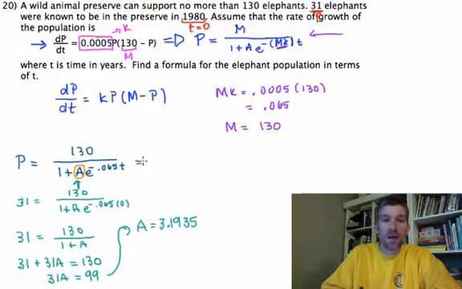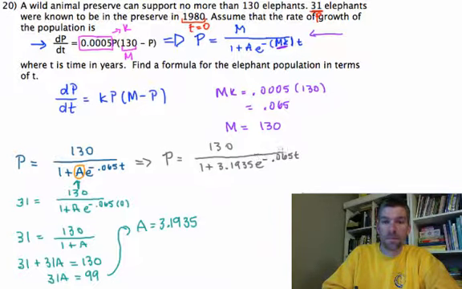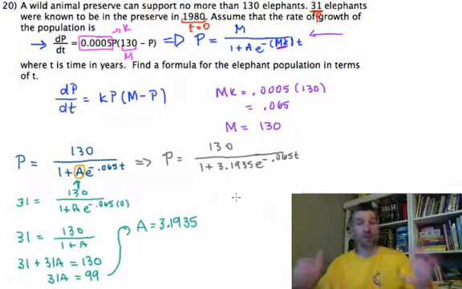So the formula that models what we're looking for is this: P equals 130 over 1 plus 3.1935 times e to the negative 0.065t. And there you go. That's really all you need to do.